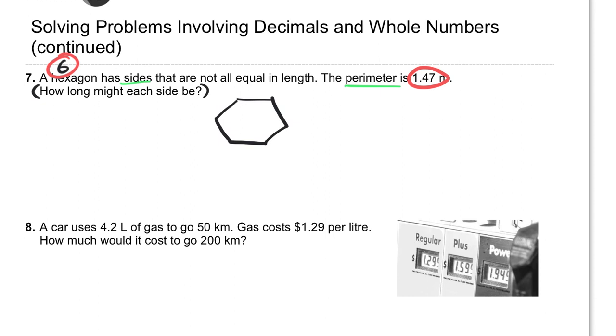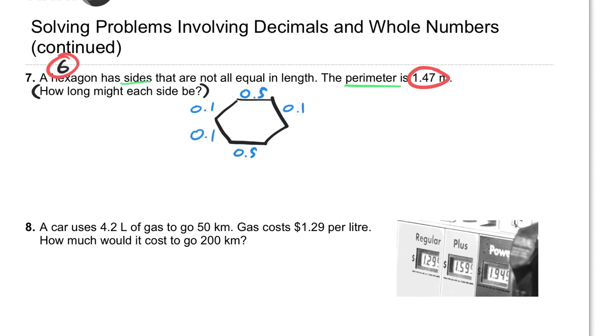My strategy might be to say that, well, I can have some of them be the same. So maybe this one, I might just do a guess and check. Let's try this. How about this one 0.5 and this one 0.5? That's going to equal 1. Okay, then I only need 47 hundredths of a meter left over. So let's say that this one is 0.1, sorry. And this one is 0.1. Okay, this one could also be 0.1.